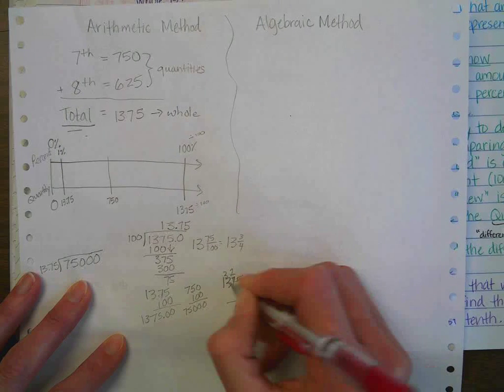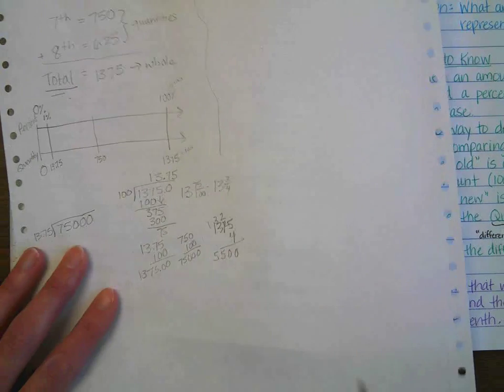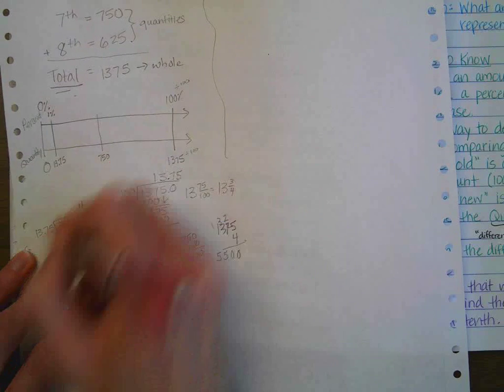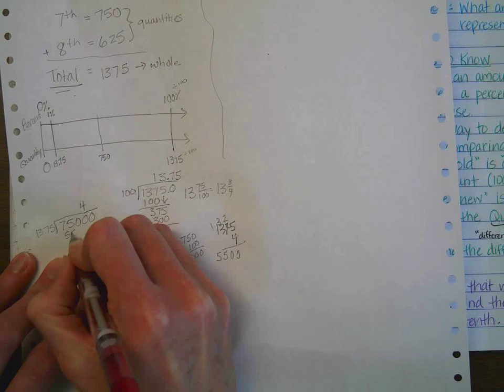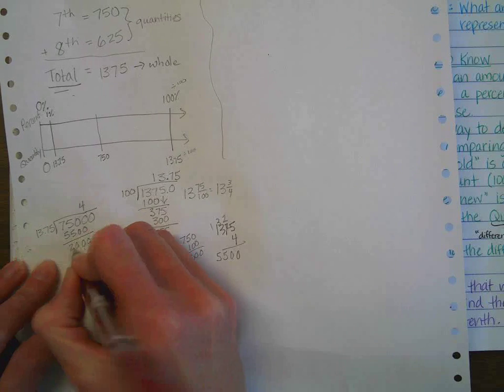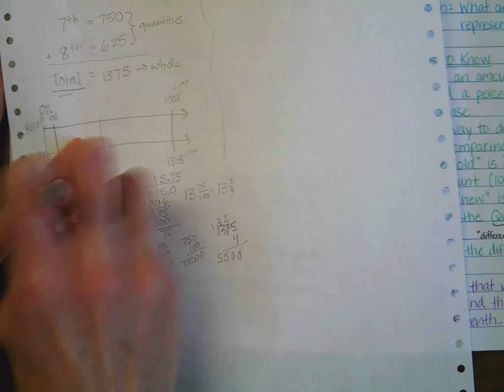28, 29, 30, 12, 13, 14, 15, and that's 55. So that might be what we need. So let's try 4 here. Subtract this off and see what we get. We get 0, 0, 0, 2. Oh, that's still too big, so we need to go higher.